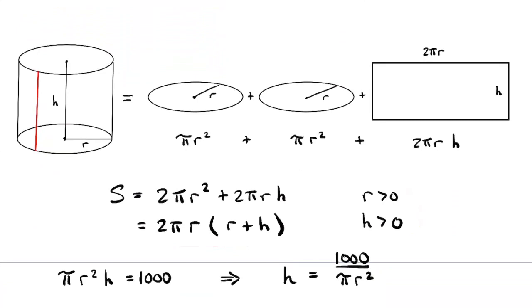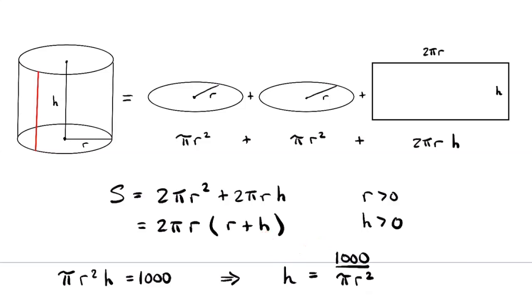But we can't have a function of two variables. We need to have one, so that's when we're going to use our constraint equation. We said that the volume was fixed at 1,000. If I solve that for h, the algebra is easier if I solve it for h, and then I'm just going to plop that h in right there. Then I'll have the surface area as a function of r alone.